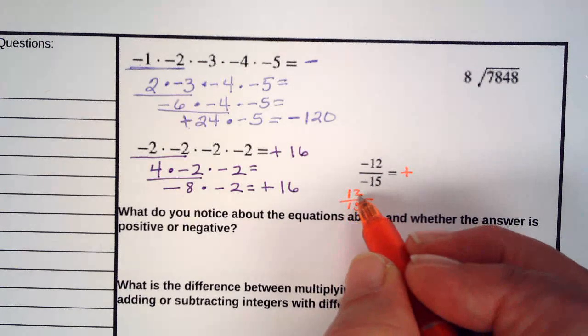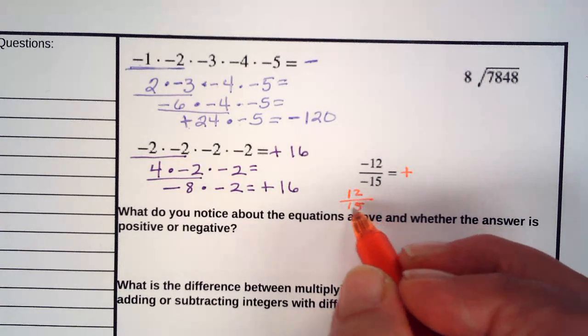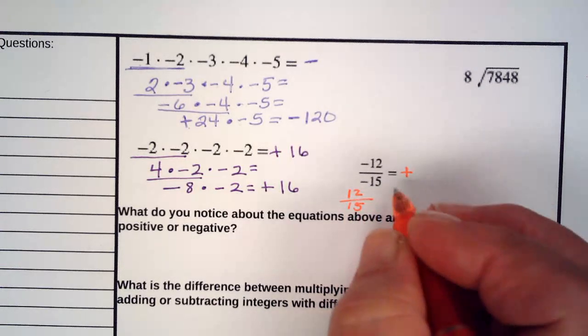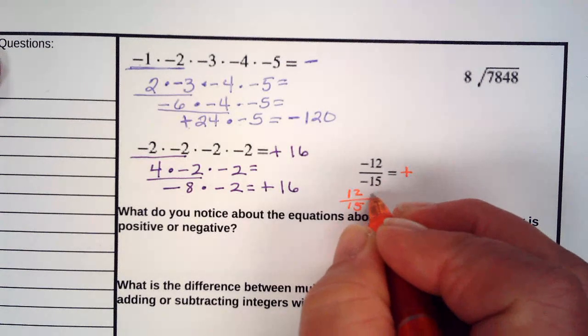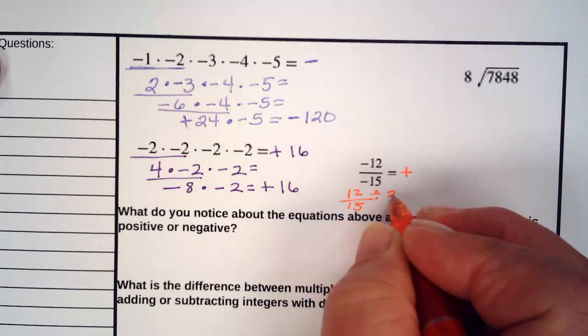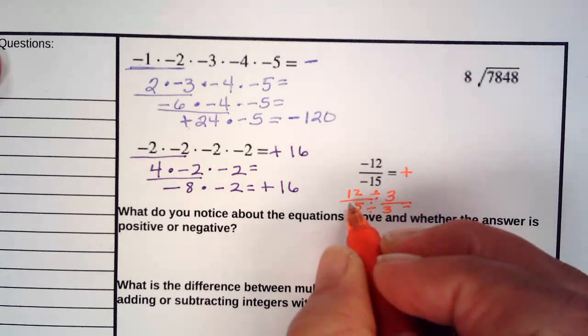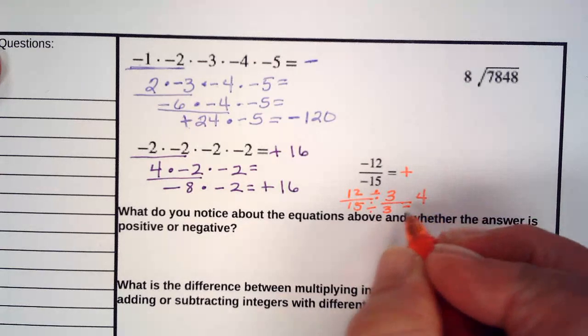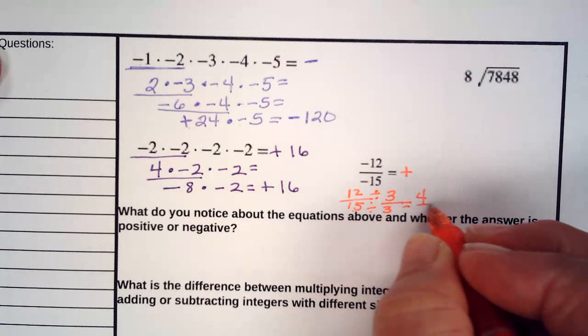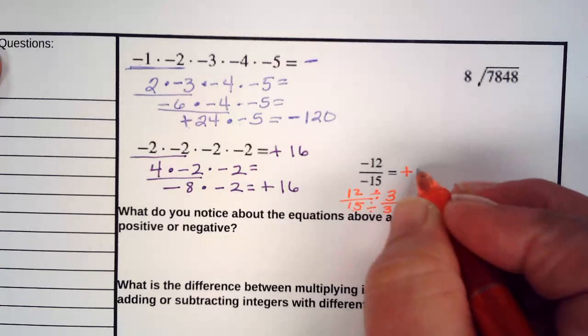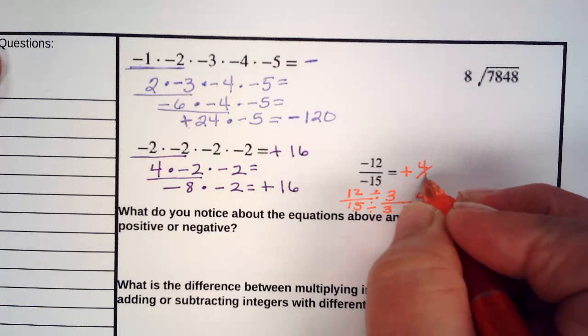How do I know? 1 plus 2 is 3. 3 is divisible by 3. 1 plus 5 is 6. 6 is divisible by 3. So I will divide top and bottom by 3. 12 divided by 3 is 4. 15 divided by 3 is 5. And this becomes 4 over 5.